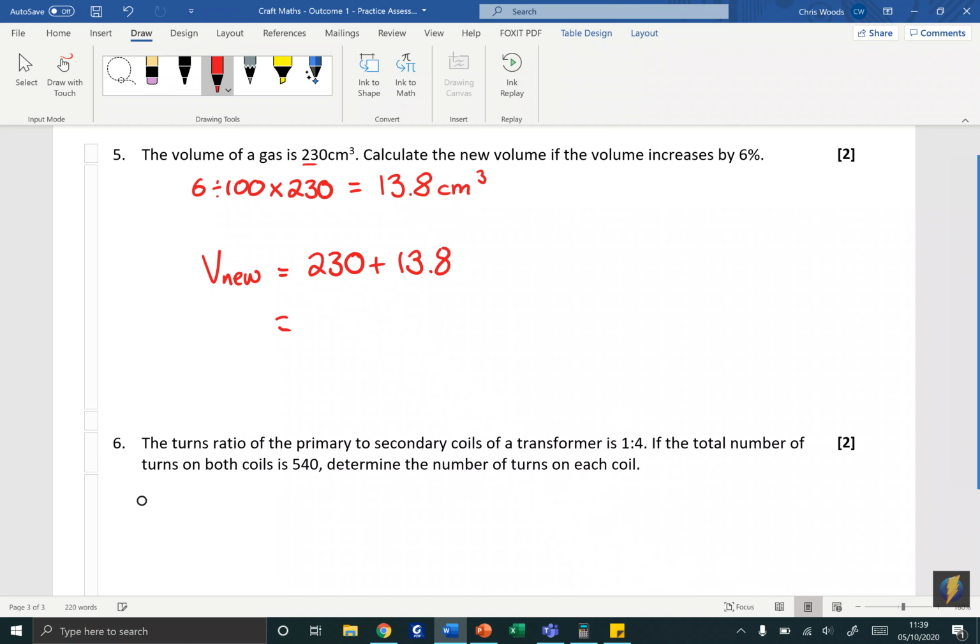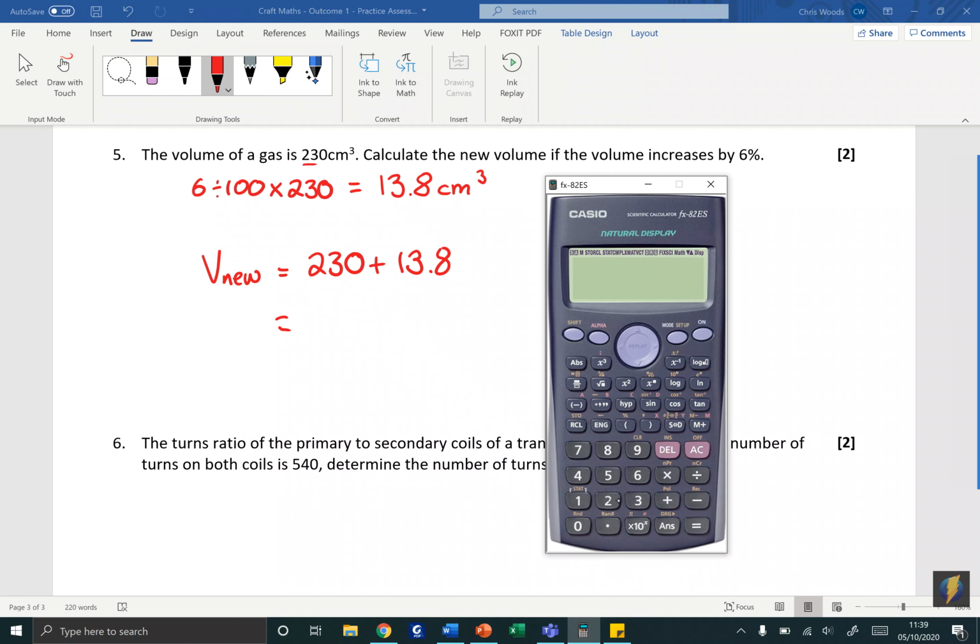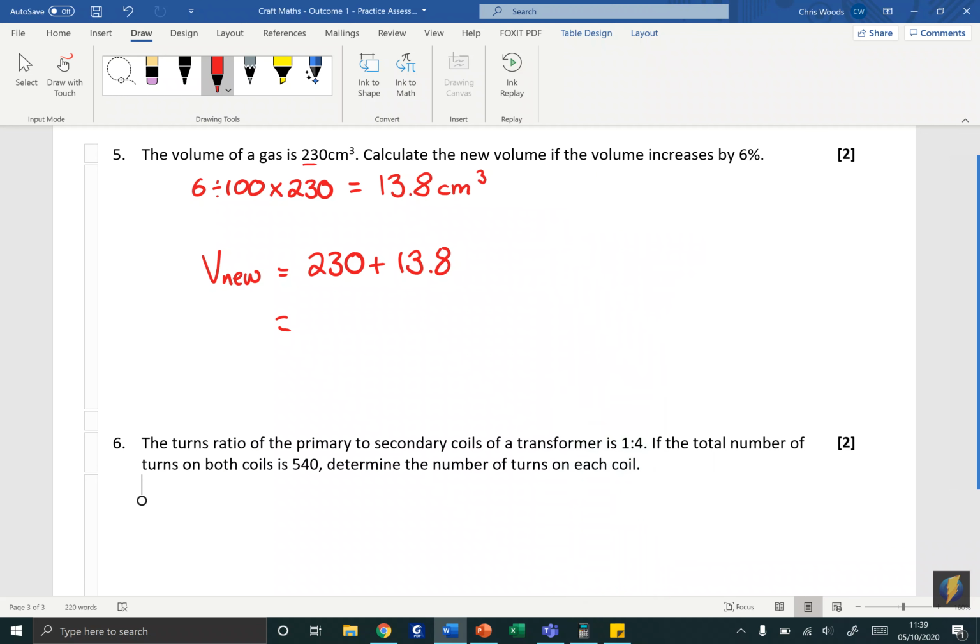Make sure you write it out. I know you're firing it into your calculator, but just write 230 plus 13.8 in writing so it's clear that you've added: 243.8 centimetres cubed. Okay, that one's nice and easy.